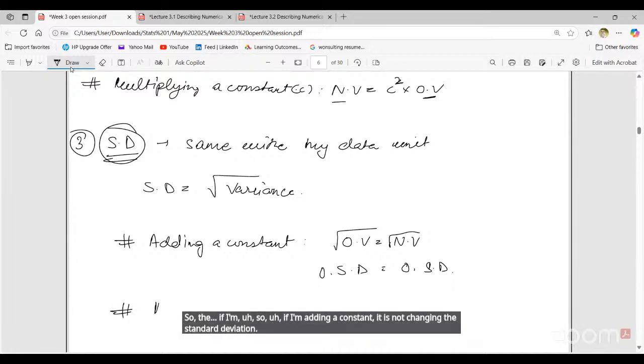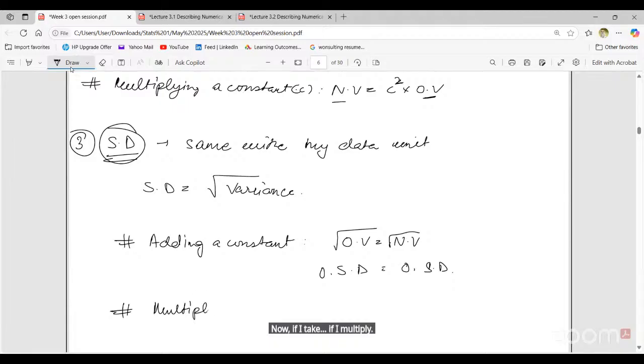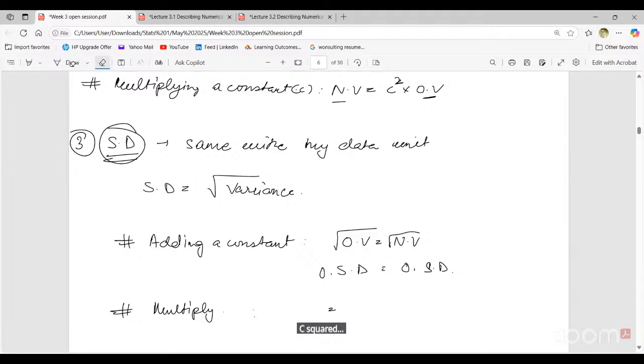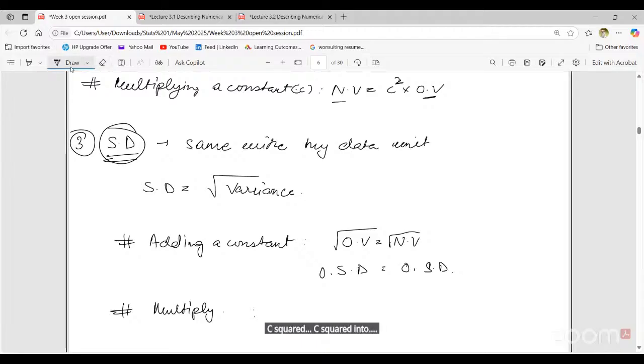Now if I multiply, in the previous case my new variance was C square into the old variance, correct? Now I will be taking the square root, so the square root of C square is C. So this is basically the new standard deviation.